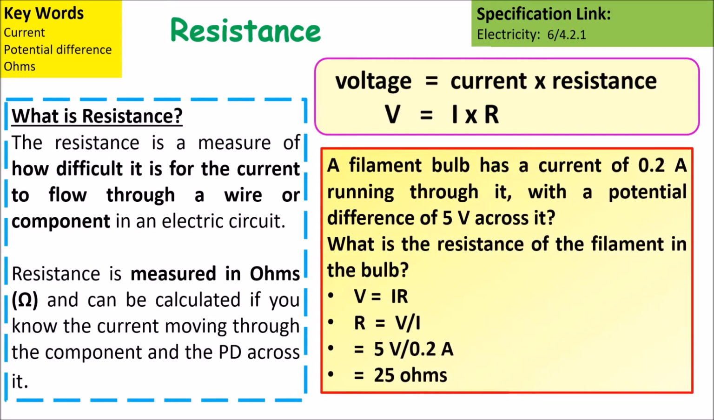If we look at this question: a filament bulb has a current of 0.2 amps running with a potential difference of 5 volts. What is the resistance? We start off by rearranging the equation to resistance is equal to voltage divided by current. So that would be 5 divided by 0.2, which would give a resistance of 25 ohms.